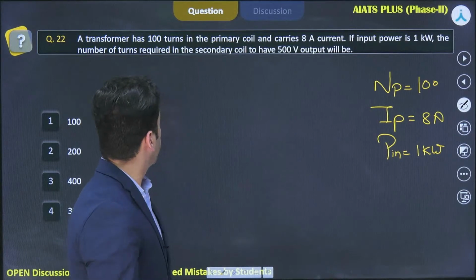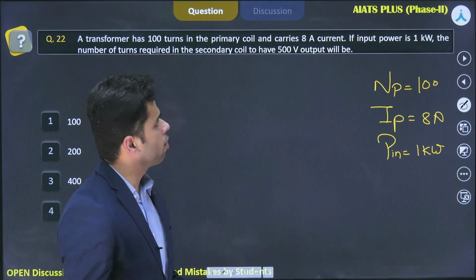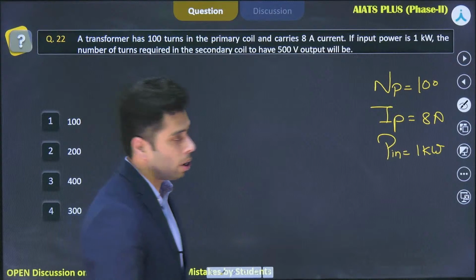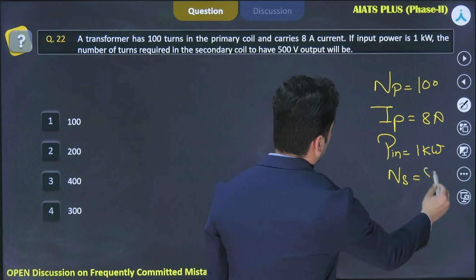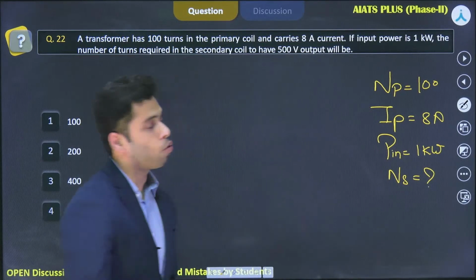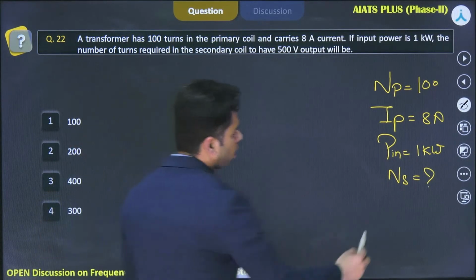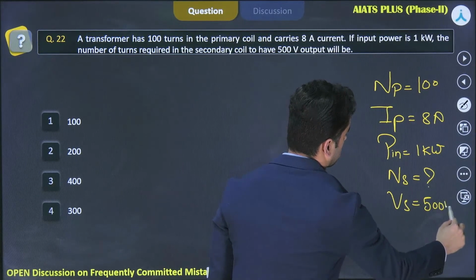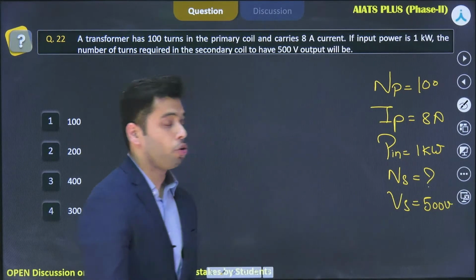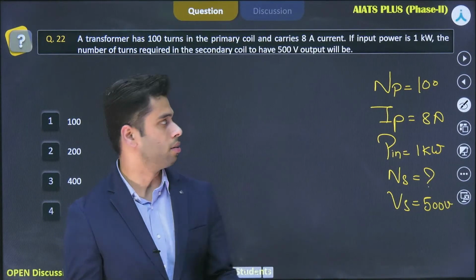The number of turns required in the secondary coil to have 500 volt output will be. So you need to calculate the number of turns required in secondary, and the voltage across the secondary is given to you as 500 volt. Vs is given to you as 500 volt. So you need to calculate the number of turns.